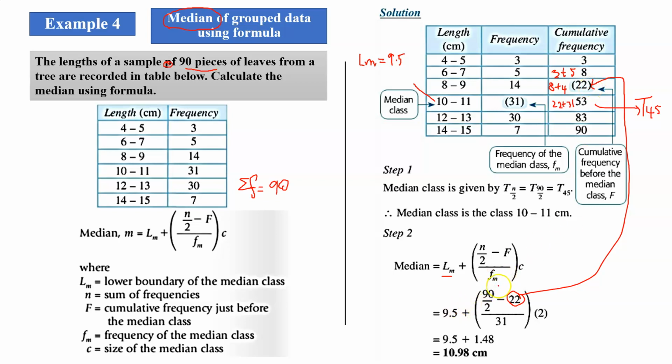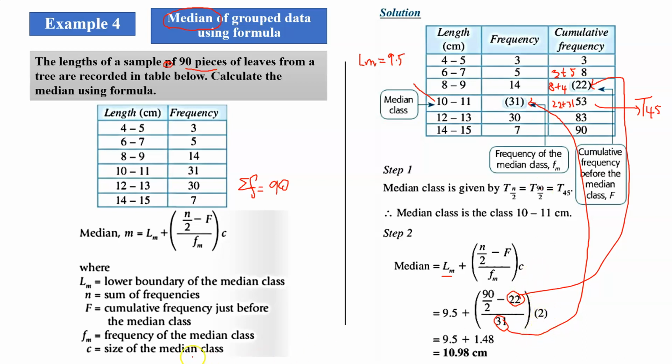Okay, and then you have FM. What is FM? We refer back: frequency of class median. Okay, frequency untuk kelas median adalah 31. So that is how you get your answer. Okay, and C. What is C over here? C is this one, 31. You get it from here.